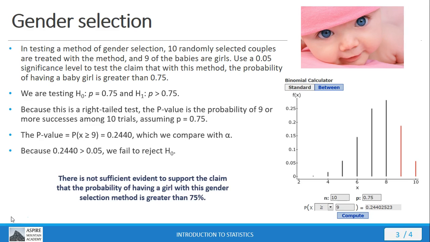And then, of course, from there, we just carry it through to share our conclusion. We fail to reject H0, so there's not sufficient evidence to support the claim, because we have a one-tailed test.